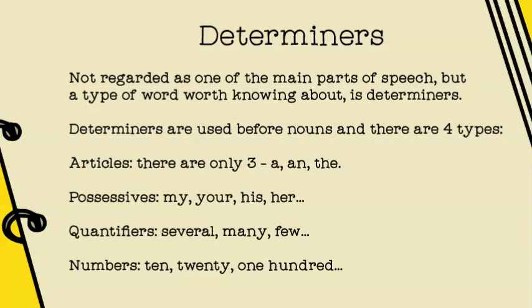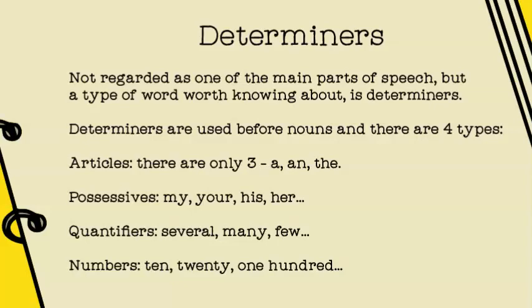Possessives then are my, your, his, her. Quantifiers suggest quantity, how many, so you can have several, many, few, and then numbers. So when you use 10, 20, 100, 7, 1,000, a million, that number is a determiner as well.